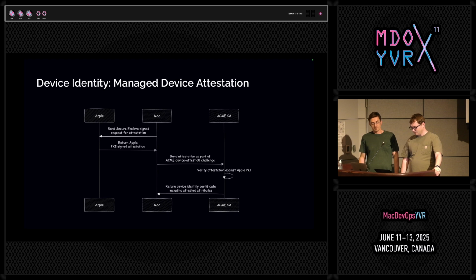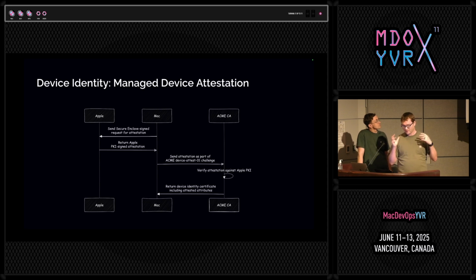All right, so what does it look like in practice? A Mac wants an ACME MDA certificate. They send a request that they sign with the private key rooted in the Secure Enclave and send that request to Apple. Apple does its checks: yes, that Secure Enclave-backed identifier is matched to the serial they want to attest to, so I'll sign that certificate with my PKI and send it back to the device.